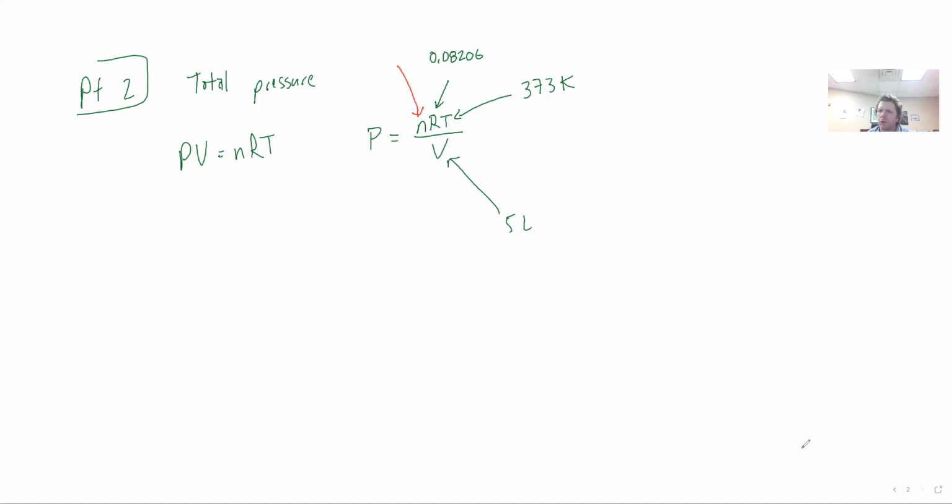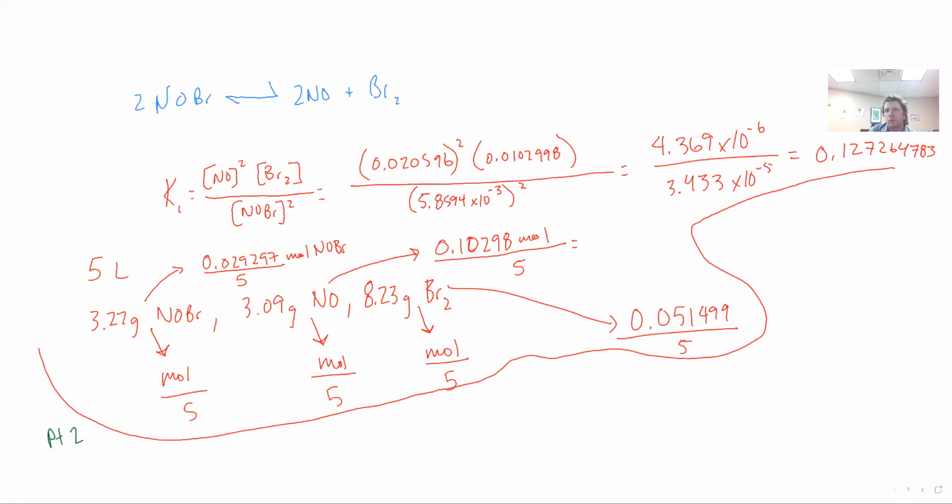Do we have the total number of moles? Well, not off the cuff, but if we jump back for just one second, did we calculate our total number of moles? We did. We took each one of our masses, NOBr, and converted to figure out the number of moles of NOBr present at equilibrium. Did we determine the number of moles of NO at equilibrium? We did. It's right here. And finally, we did the same thing for Br2. So that's our total number of moles that were present at equilibrium.